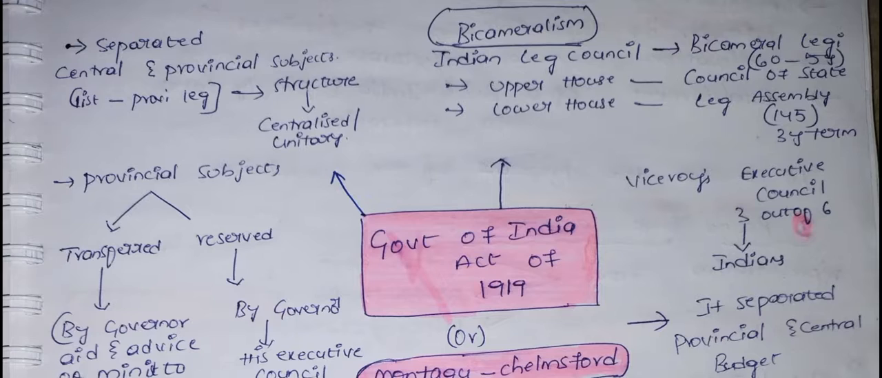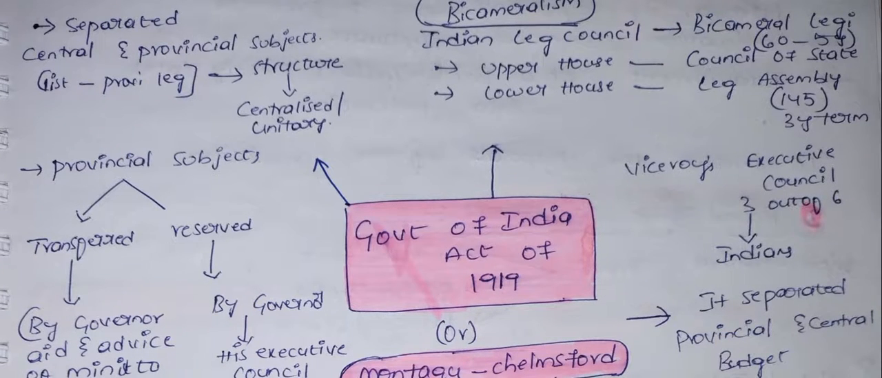And it separated the provincial and central budgets. Earlier, the central and provincial budget was introduced as one budget, but according to this 1919 Government of India Act, they separated the provincial and central budgets. And the first object was responsible government in India.